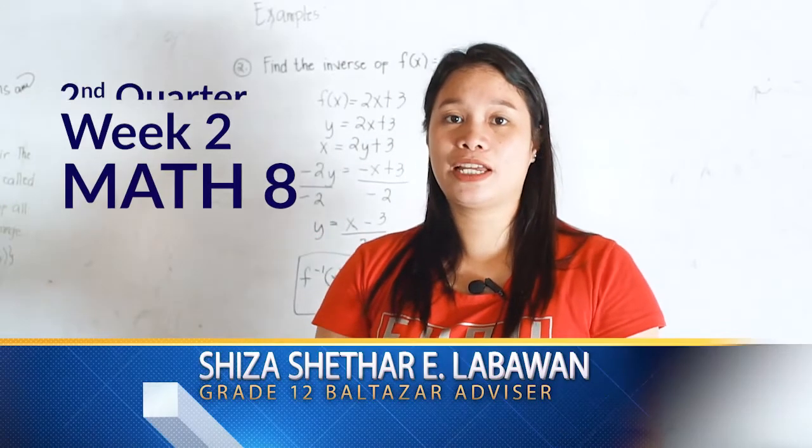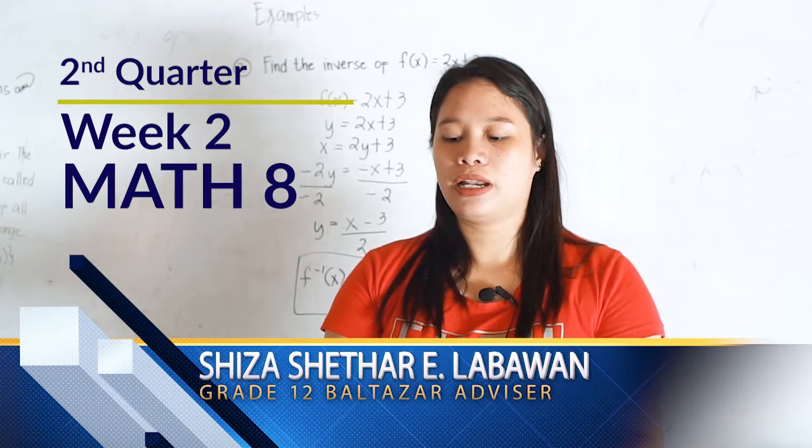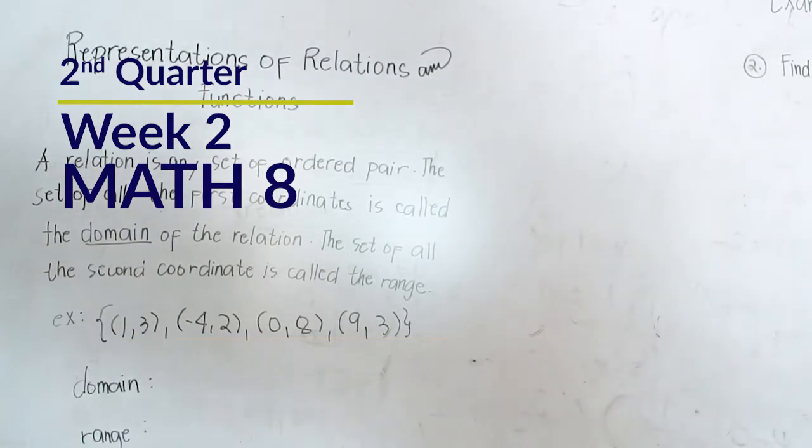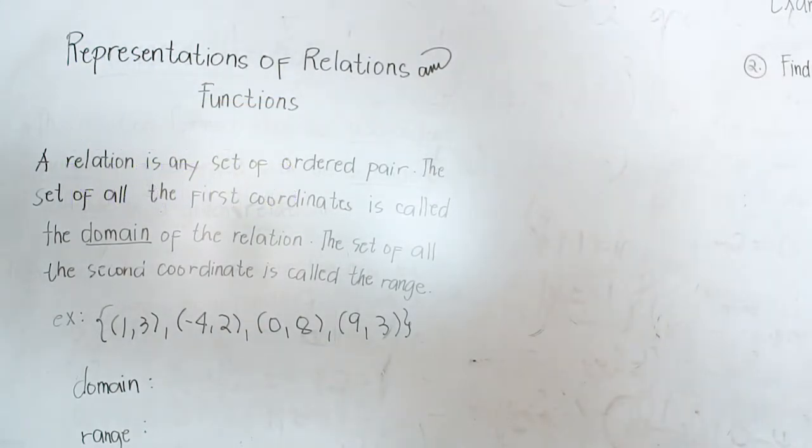Hello grade 8 students, our topic for today is about representations of relations and functions. First we will define what a relation is. A relation is any set of ordered pairs. The set of all the first coordinates is called the domain of the relation, and the set of all second coordinates is called the range.